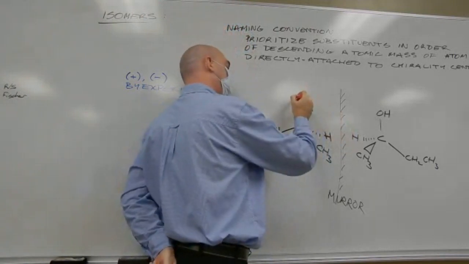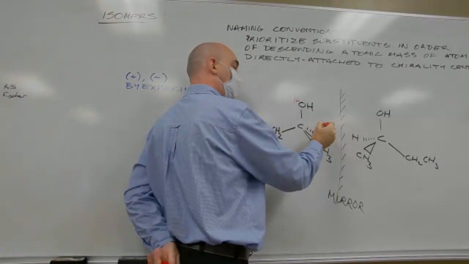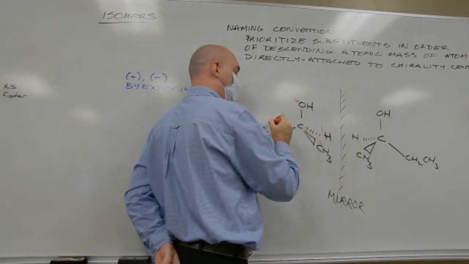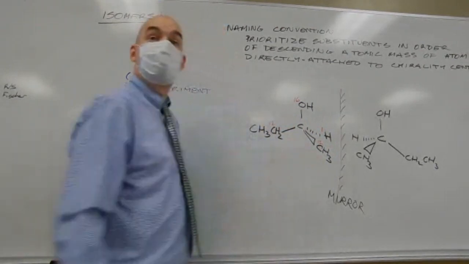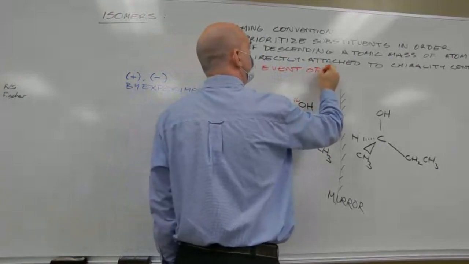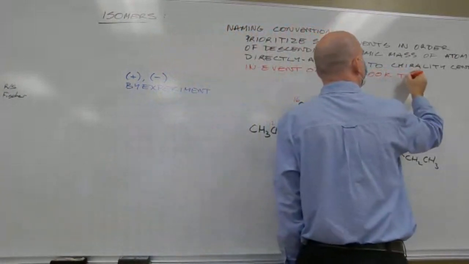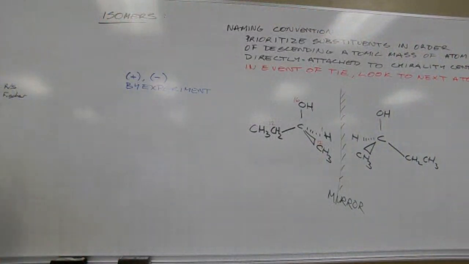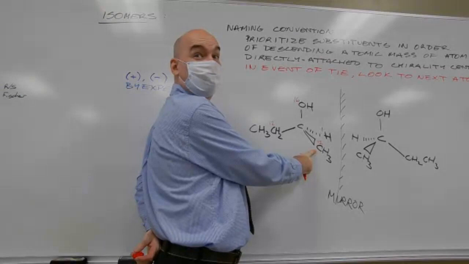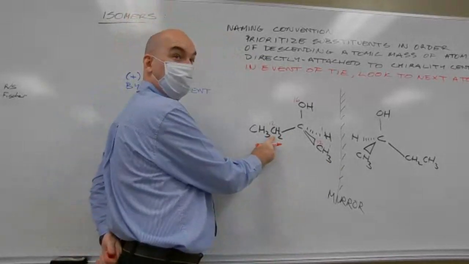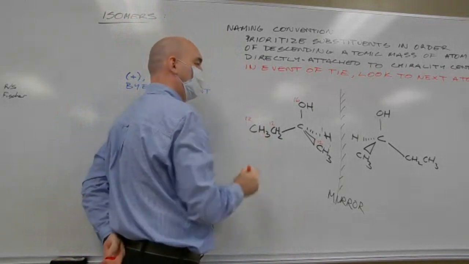What's the atomic mass of oxygen? What's the atomic mass of hydrogen? What's the atomic mass of carbon? What's the atomic mass of carbon? I've tied. These two are the same. If there's a tie, look at the next atom. This carbon is bonded to hydrogens, and hydrogens have a mass of 1. This carbon is bonded to another carbon, and that carbon has a mass of 12.